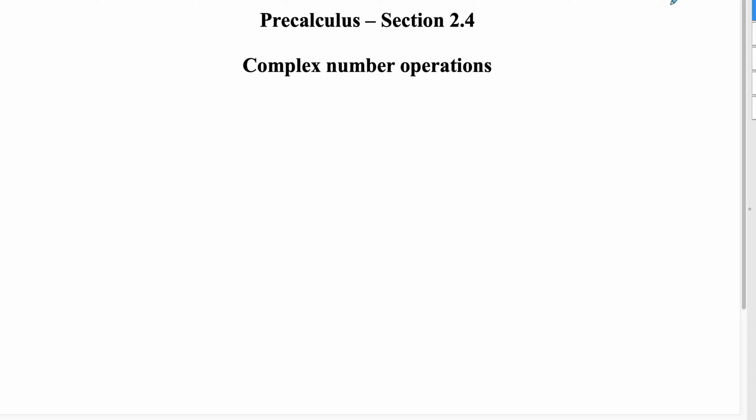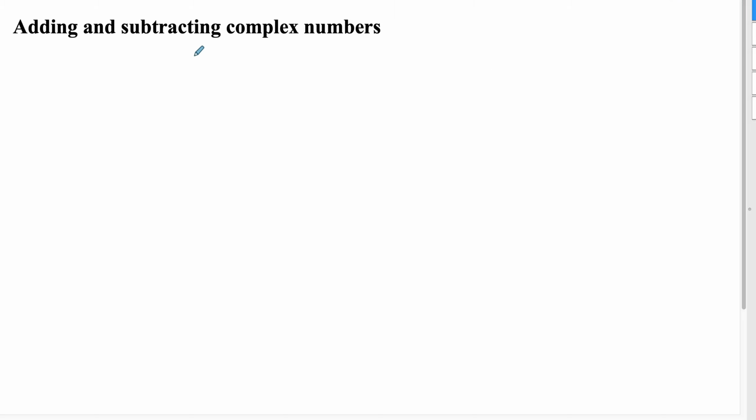Hello, so what we're going to talk about right now is how to do complex number operations, things like adding or subtracting. The most basic form would be to take a complex number like 1 plus 2i and add it to, let's say, 3 minus 5i. Now this is just a matter of like terms, really, real with real.